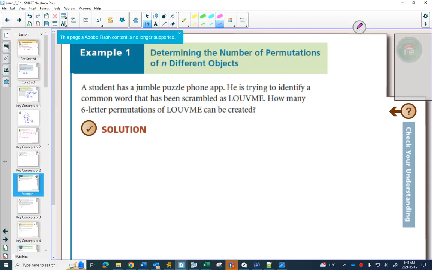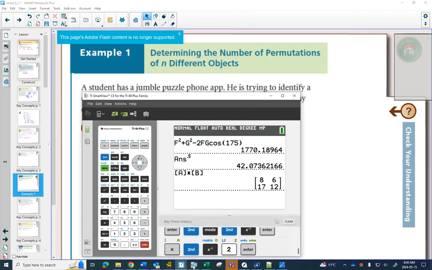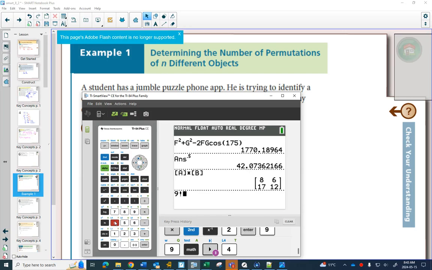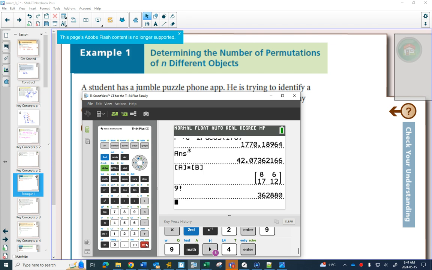Everybody find the exclamation mark on their calculator. If you have a graphing calculator, I can show you that on the graphing calculator. I push the number 9. There it is. And hit the math button, and then go over to probability, and number 4 has the exclamation. Then push enter. And of course, 9 factorial is a huge number already: 362,880.